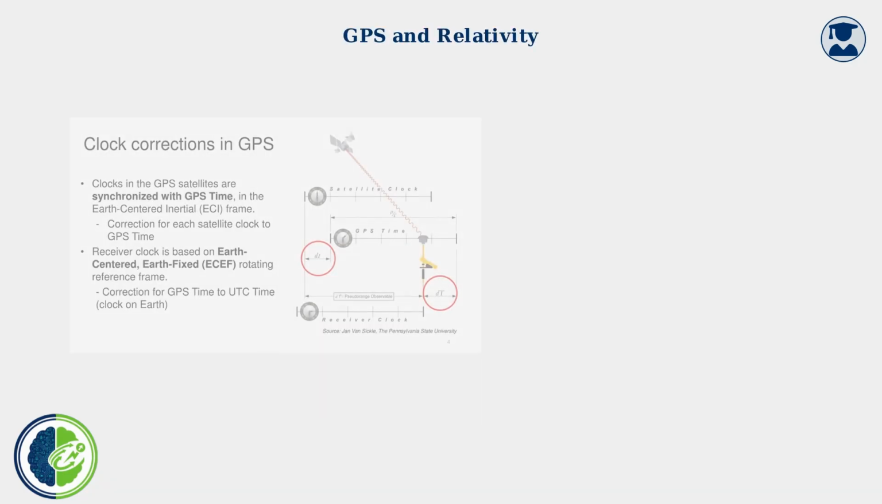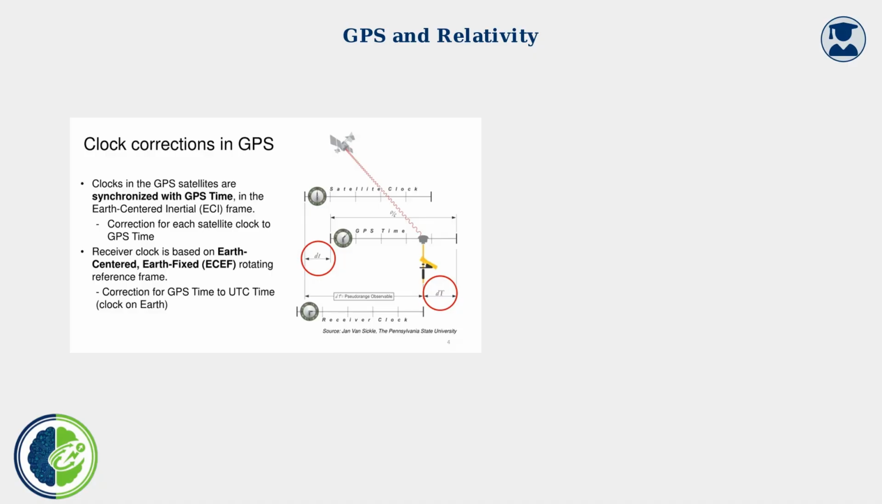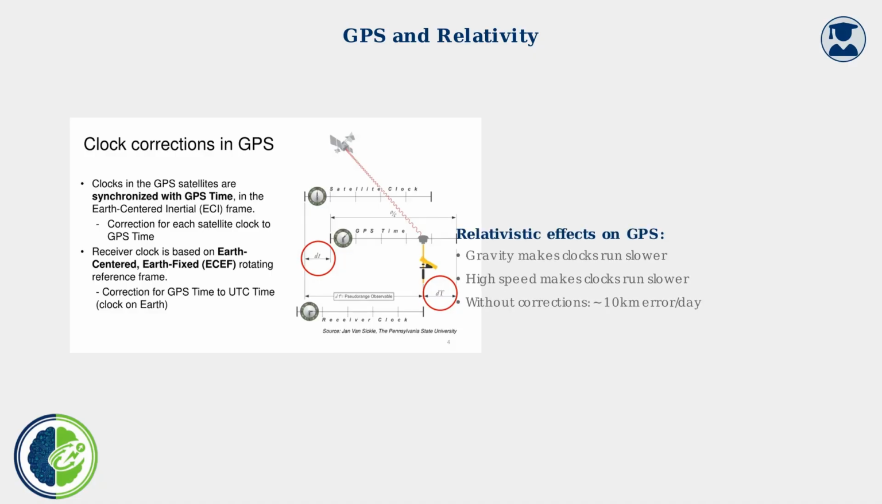Relativity isn't just theoretical, it has practical applications in everyday technology. GPS satellites must account for both special and general relativistic effects to maintain accuracy. Satellite clocks run faster due to weaker gravity and slower due to their orbital speed. Without relativistic corrections, GPS would accumulate errors of several kilometers per day, making navigation impossible.